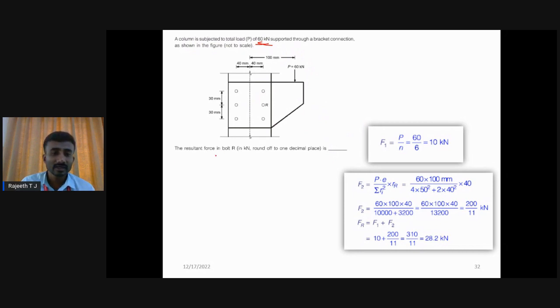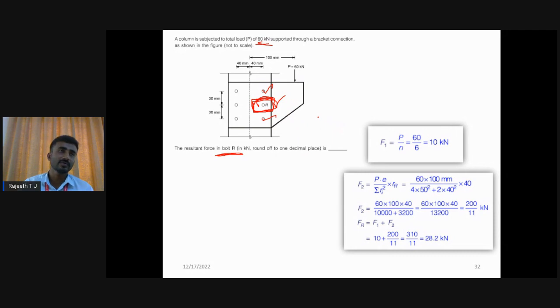What do we need to calculate here? We should calculate the bolt they have given, this one, which is not the extreme bolt. The extreme bolt will carry more load when compared to this one. Anyhow, they are asking about this bolt, so we should calculate on this bolt. So F1 will not vary, only F2 will vary. Now, what is F1?